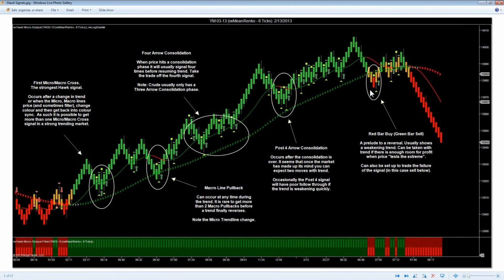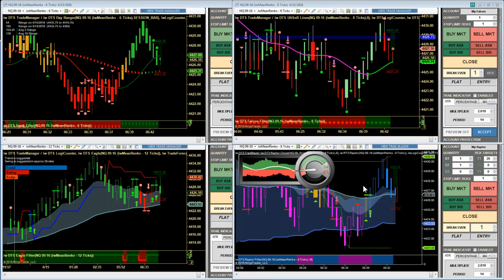And then toward the end of the trend, we get these red bar buys, or in a downtrend, it would be a green bar sell. And those tend to be kind of a last-ditch effort on the part of the buyers to overwhelm the market. And as such, we can buy them or short them. And we have similar cheat sheets.